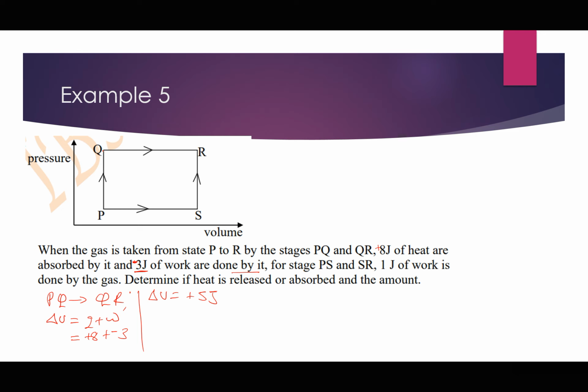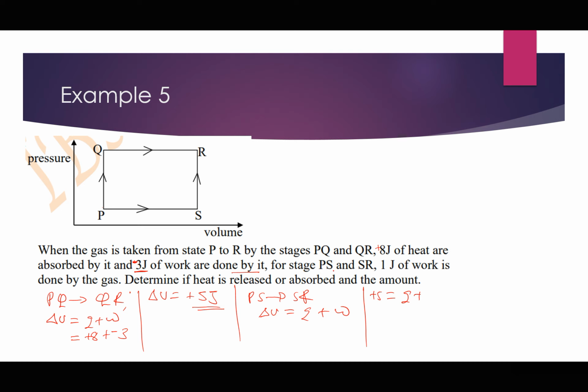So whether I follow PQR or I follow PSR, the change in internal energy is the same, because we just need the difference in internal energy between P and R. So if I now consider another path, PS to SR, the change in internal energy should remain the same. Change in internal energy is equal to Q plus W. I want to see whether heat is added to the system or released by the system. So positive 5 will be equal to Q plus W.